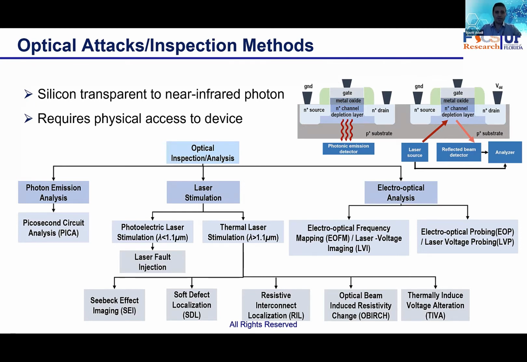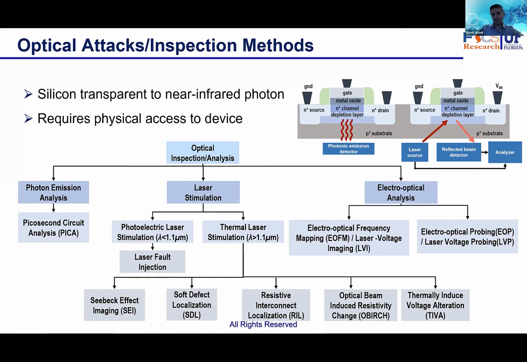Laser stimulation is the second mode, where one can inject electron holes in some transistors and potentially change their status from 0 to 1 or 1 to 0. Photoelectric laser stimulation and thermal laser stimulation are the two main topics. I'm not going to go into the details of them, just touching upon these topics. If there's more interest, I'll refer you to the HOST paper that we had in 2020.